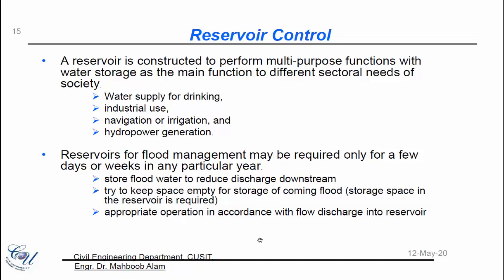We also need to understand that a reservoir is not catering for the flood control or not working as a flood control structure throughout the year. We have a flood season, and in that season we have to make sure that we have maximum space available in our reservoir so that the flood water can be stored, and that later on we can release that flood water when the peak is gone, so that the downstream destruction or the downstream effects are minimum.